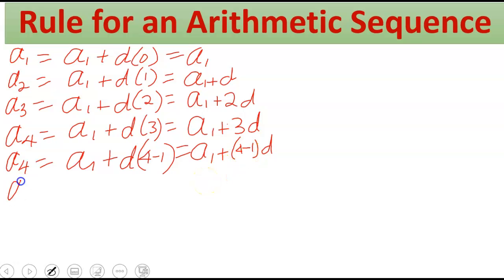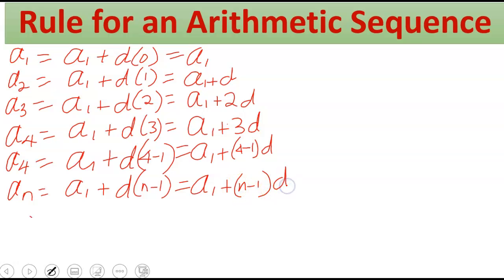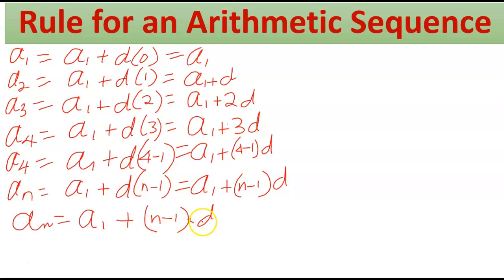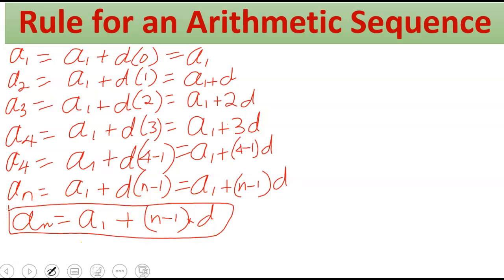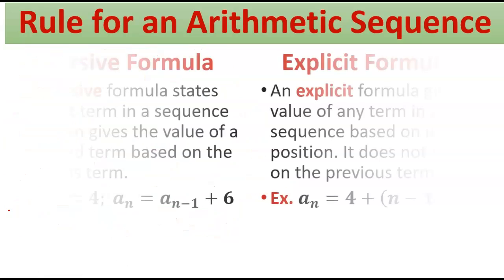So if we want any term at all, the nth term, it's going to be A1 plus the common difference times n minus 1, which is A1 plus n minus 1 times the common difference. So here comes our formula for an arithmetic sequence. Remember, this is multiplication, but here is the addition to the first term. We can use this to find any term in the arithmetic sequence.